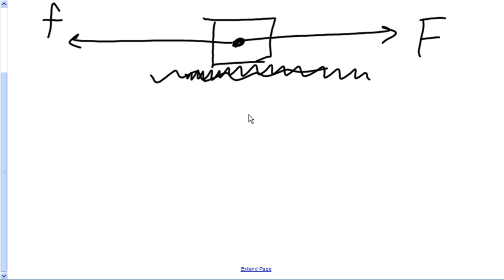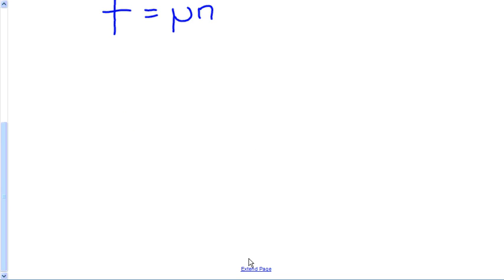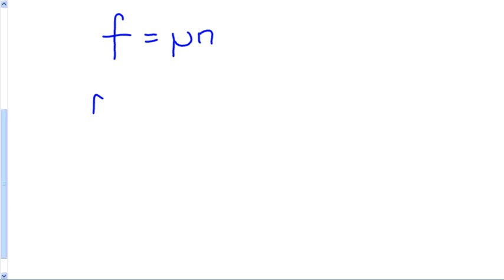So let's give you an equation. The equation for friction is F equals mu N. Now, this is the equation for a frictional force. So let's break this down a little bit so you understand it. This little f, and notice how I'm writing a little f, is a frictional force. Now, I want you to take note of something.